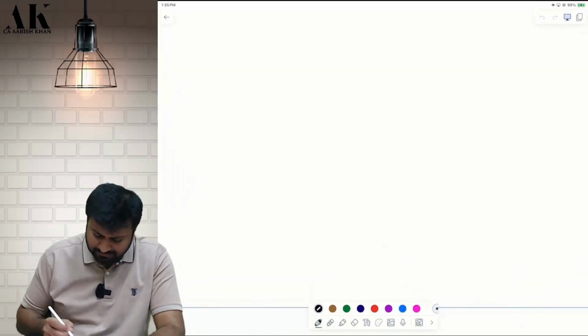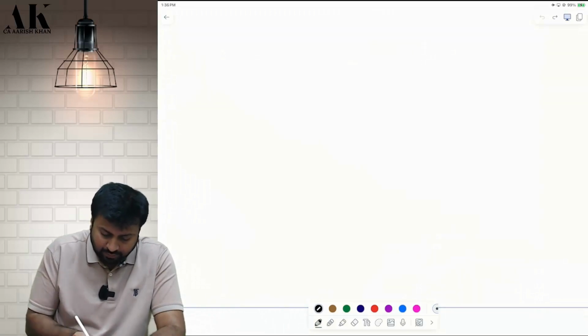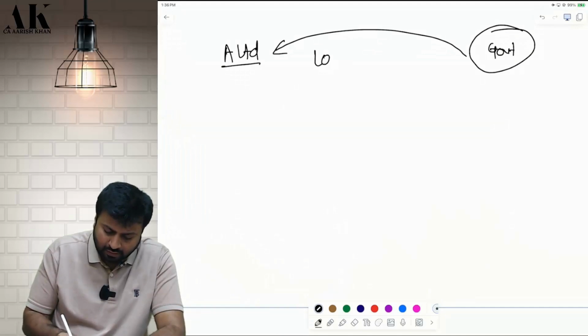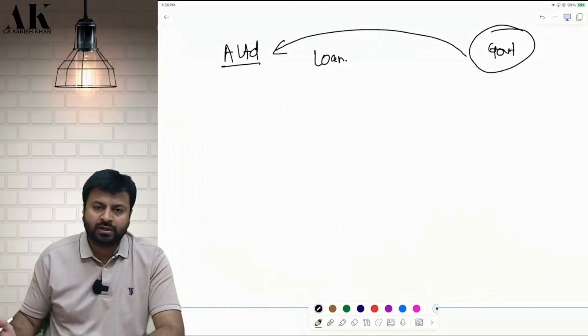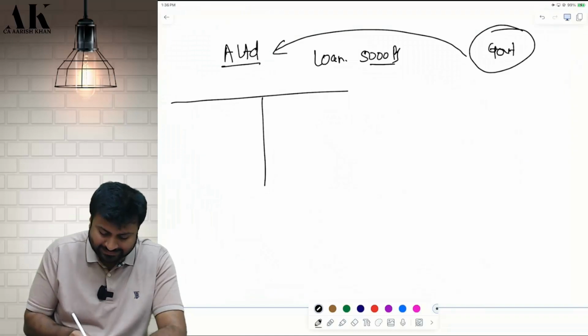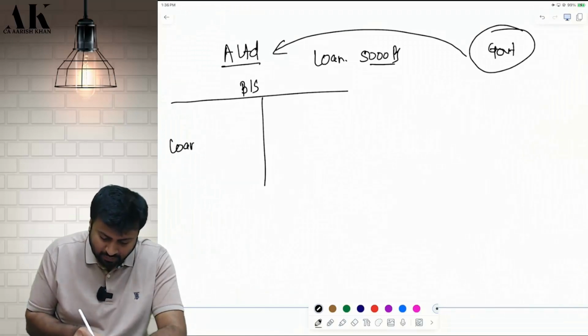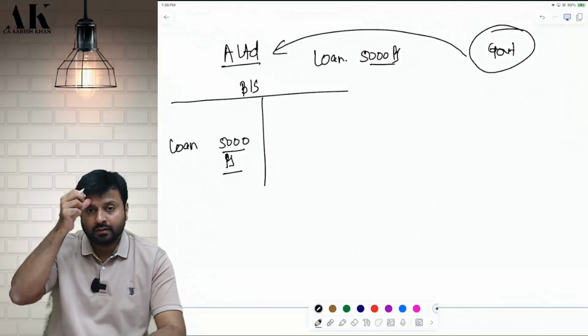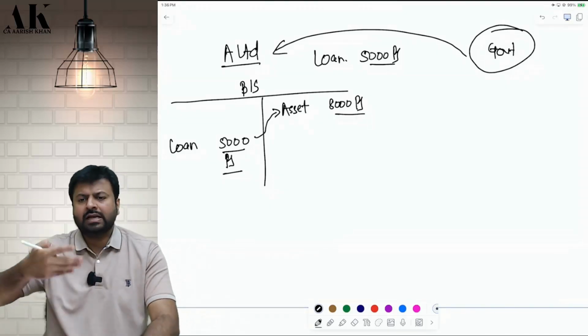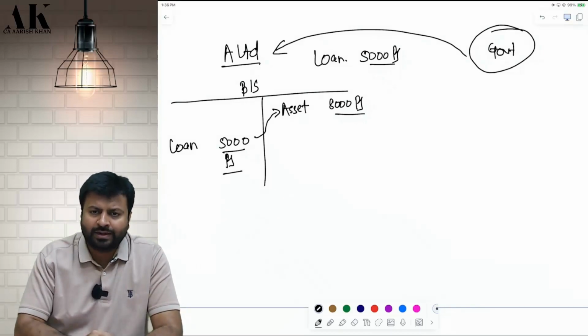Or for that matter, suppose I am a company, A Limited, and there is the government over here. I took a loan from the government. The government has given me some kind of help of say 5,000 rupees. This is my balance sheet. This is my loan, 5,000 rupees. And with the help of this loan, I have bought an asset of 8,000 rupees. 3,000 rupees I have put from my pocket to buy that asset.